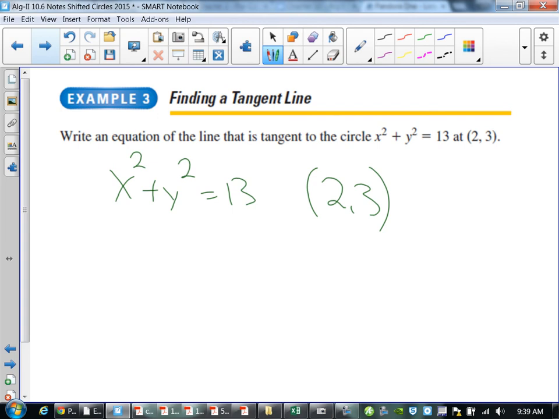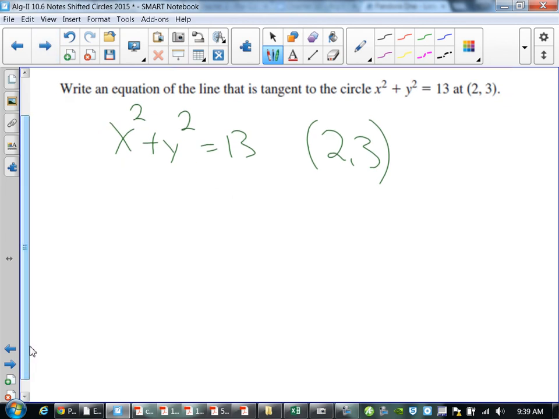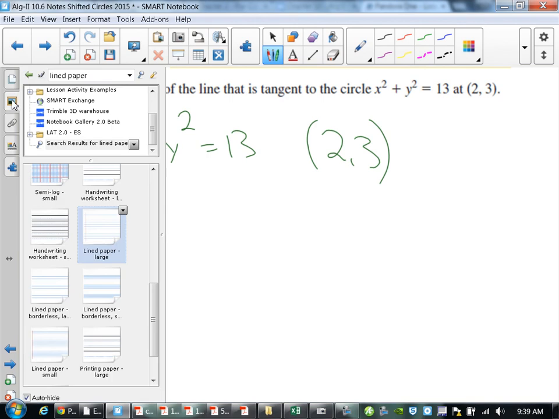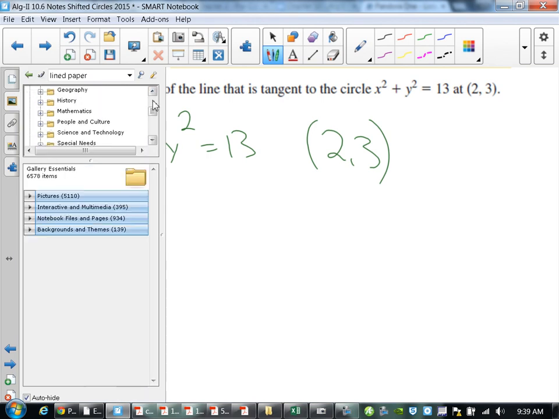How many spots does it touch it? 1. Now, what happens when you're tangent to a circle? First of all, where's this located, center-wise? It's at the origin, okay? So it's at the origin, and just so you can see this a little bit cleaner, we don't really need graph paper, but sometimes it helps to show this first part.